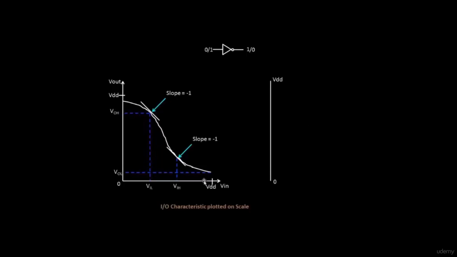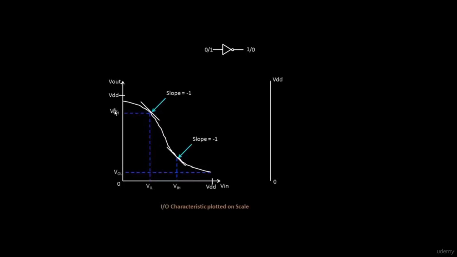So let's try to plot this, and then it will make more sense to talk about the noise margins. So first of all, let's just plot this particular curve. Let's forget about noise margins, the terms and all. Let's try to plot these voltage levels on this scale. Okay, so if you look into VOL, VIL, VIH and VOH, the highest of it that we see over here will be VOH.